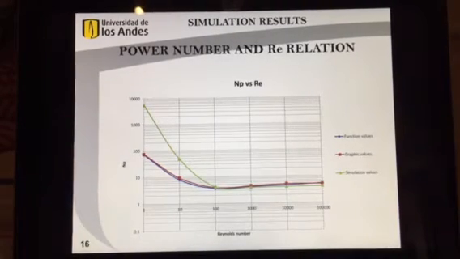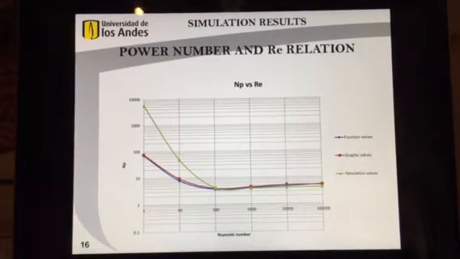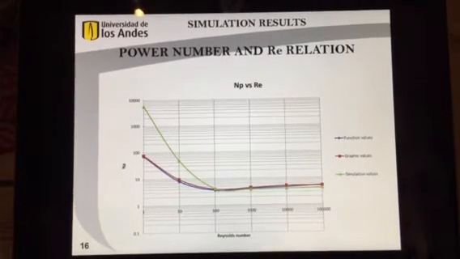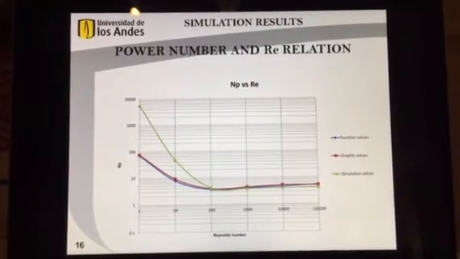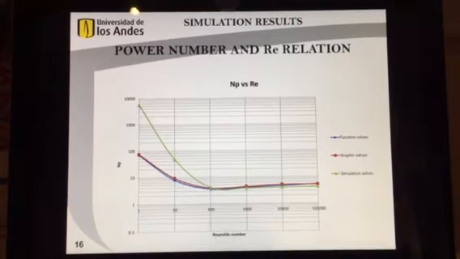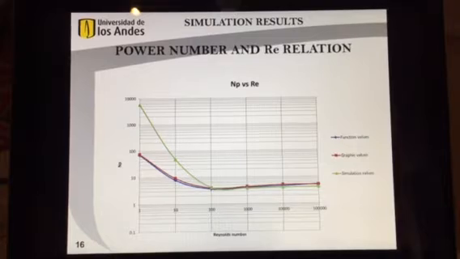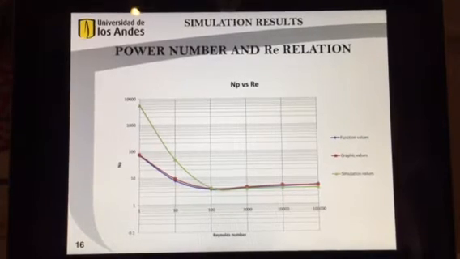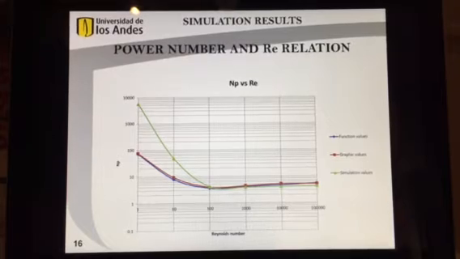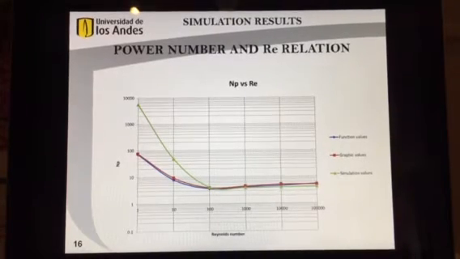Then, the comparison between the literature values, obtained graphically by a given function, and the simulation data was made. The presented results showed that the simulation values are considerably high in relation to the theoretical values until the Reynolds number reaches 100, where the theoretical values and the simulation values are similar. This implies a high percentage of error for the simulation in the laminar regime.